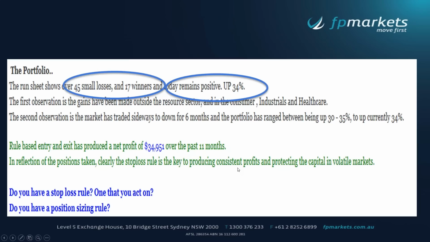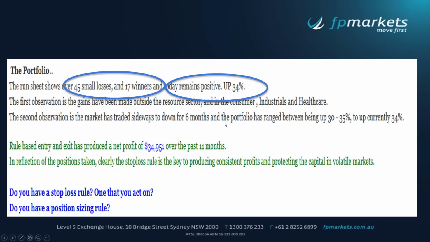So we also run the portfolio inside FP Markets. It's available to anyone that wants to go and look at it. It has a series of rules. We've been running it for 11 months. We closed it off on the 29th of October, probably a week too early. There's a couple of things that come out of this. One is that there were 45 small losses over the year. There were 17 winners over the year, and it remained up 34% over the 11 months.